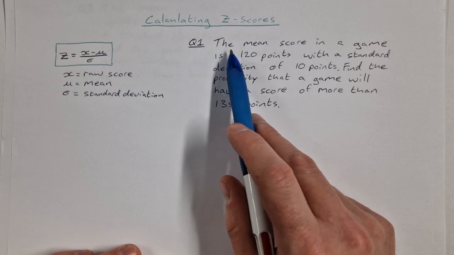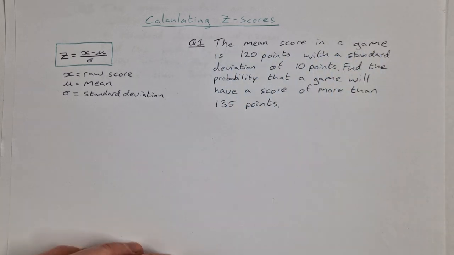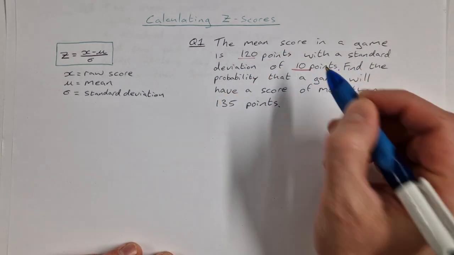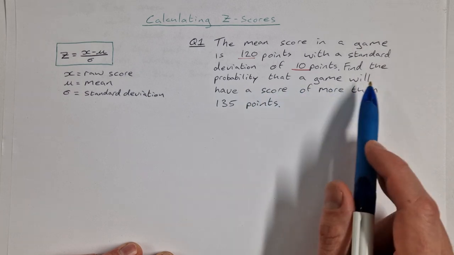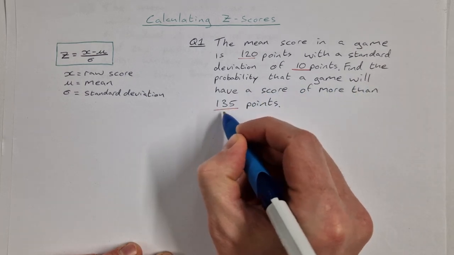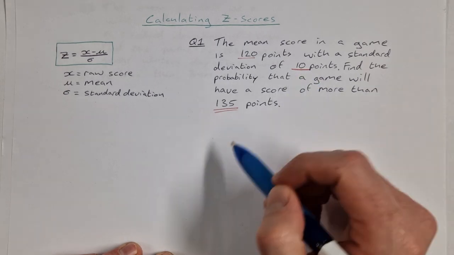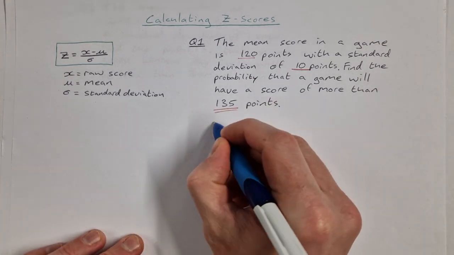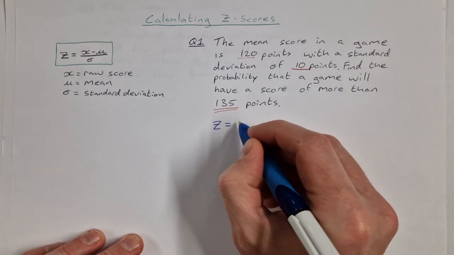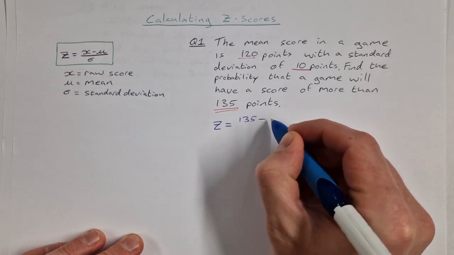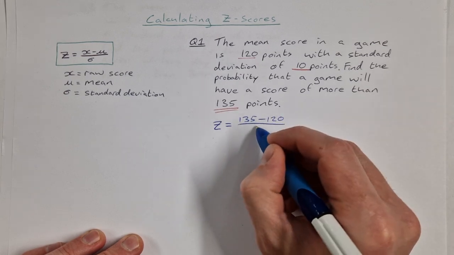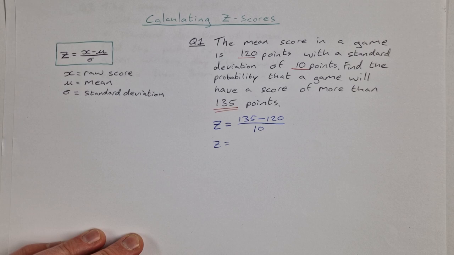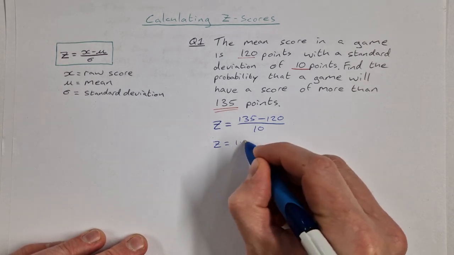So first example is the mean score in a game is 120 points. So we have a mean of 120 with a standard deviation of 10 points. Find the probability that a game will have a score of more than 135 points. So that's our x, that's our sigma, and that's our mu. So we'll sub this in to our formula. Z is equal to x, which is 135, minus mu, which is 120, over sigma, which is 10. So that means z is equal to 135 minus 120 divided by 10, which is 1.5.